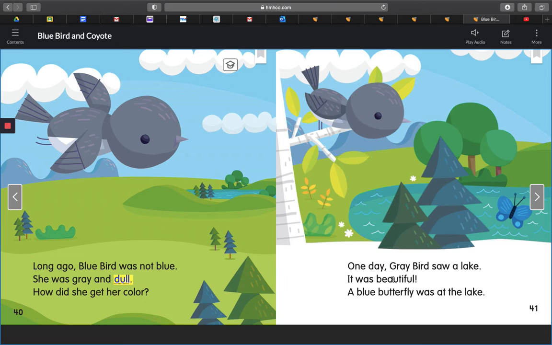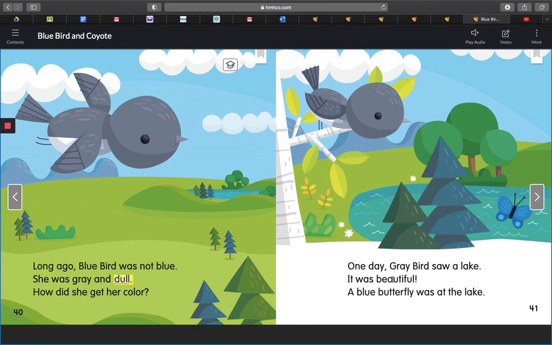Long ago, Bluebird was not blue. She was gray and dull. How did she get her color? So what does Bluebird look like? She's gray and dull. Remember, dull is not bright.